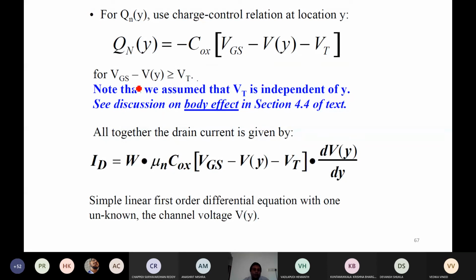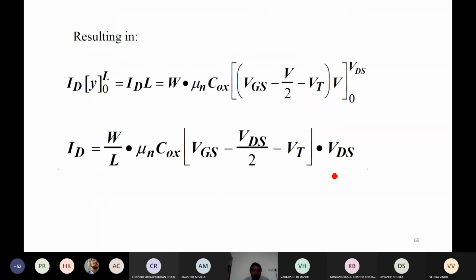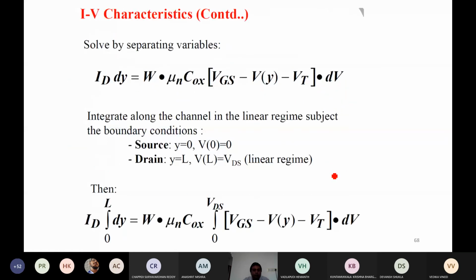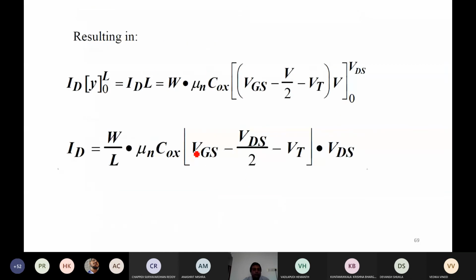Then this relation holds when VGS minus Vy is greater than Vt. In that situation, ID can be written as W mu n COX (VGS minus Vy minus Vt) dVy by dy. And then further it can be integrated. So dy is taken on the left side, and the integral is taken from 0 to L, and then this term is integrated. Again we are getting similar equations.